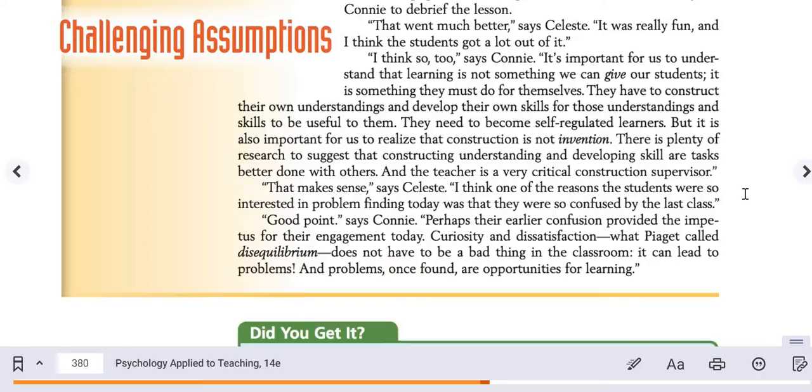That makes sense, says Celeste. I think one of the reasons the students were so interested in problem finding today was that they were so confused by the last class. Good point, says Connie. Perhaps their earlier confusion provided the impetus for their engagement today. Curiosity and dissatisfaction, what Piaget called disequilibrium, does not have to be a bad thing in the classroom. It can lead to problems, and problems, once found, are opportunities for learning.